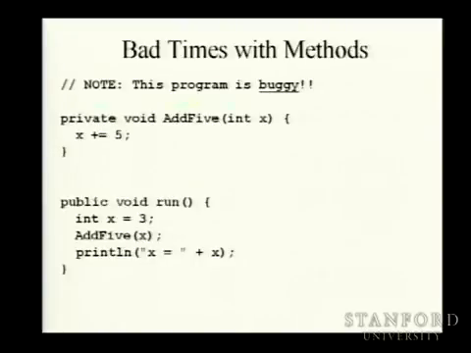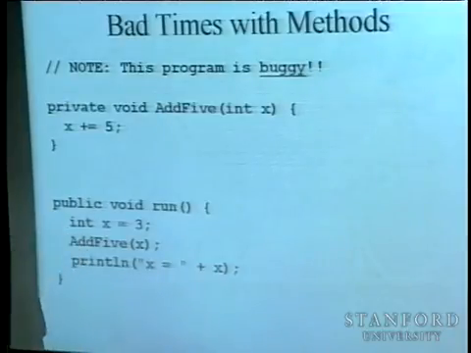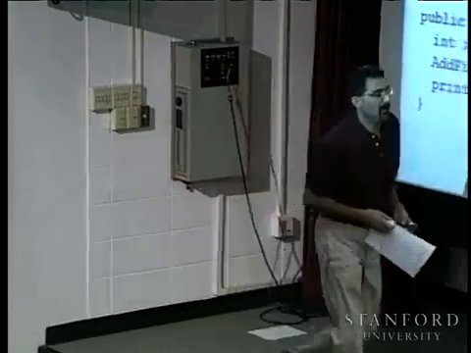And we say, hey, you know what? I want to add 5 to x. So why don't I pass x over to add 5? Add 5 will add 5 to x, and then I should be able to write out x equals 8, right? No, right? Because if that was right, this wouldn't be buggy. What's going on where this happens?